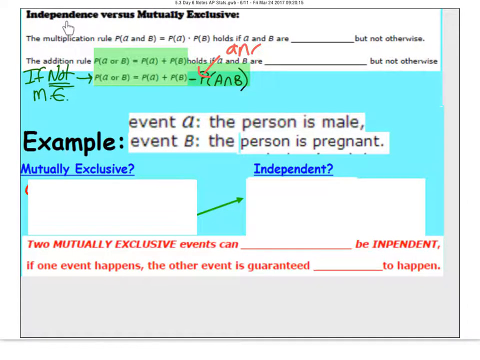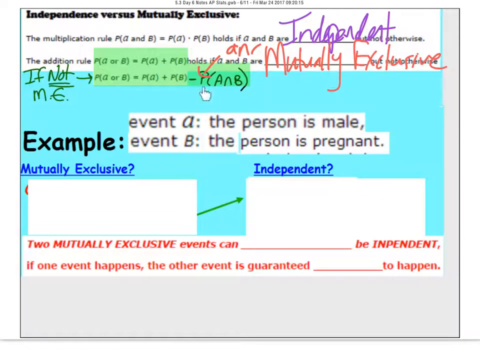Now let's further explore independence versus mutually exclusive. We've talked about them separately. Let's bring them together though. Remember, the multiplication rule says the probability of A and B is the probability of A times the probability of B. That holds if the events are independent. Now, if they're not independent, you have to find a different way of getting the answer. Okay, the addition rule, which says the probability of A or B is equal to the probability of A plus the probability of B, that holds only if they are mutually exclusive. Remember, if events are not mutually exclusive, you have to subtract out where they overlap, or the probability of A and B does exist.